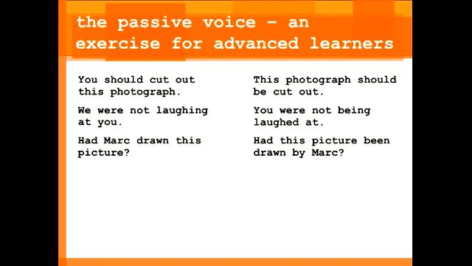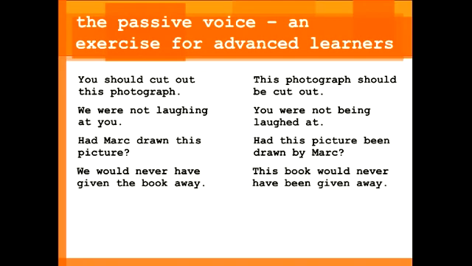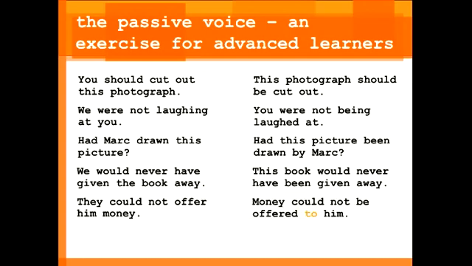Past perfect. Next sentence, we would never have given the book away. And in the passive, we have this book would never have been given away. They could not offer him money. And in the passive, money could not be offered to him.